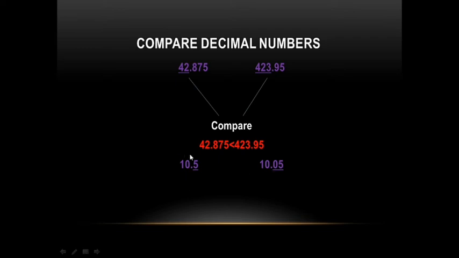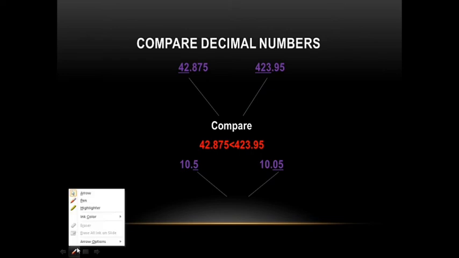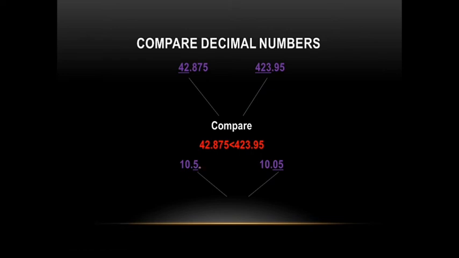Now again one more example we will take, that is 10.5 and 10.05. Here the whole parts are the same, and if the whole parts of the decimal numbers are the same, then we have to compare the decimal part. In the decimal part, here it is 0.5 and here it is 0.05. So by looking we can say that 0.5 is greater than 0.05. Here we can write 0 also. After the decimal point we can write as many zeros as we want.